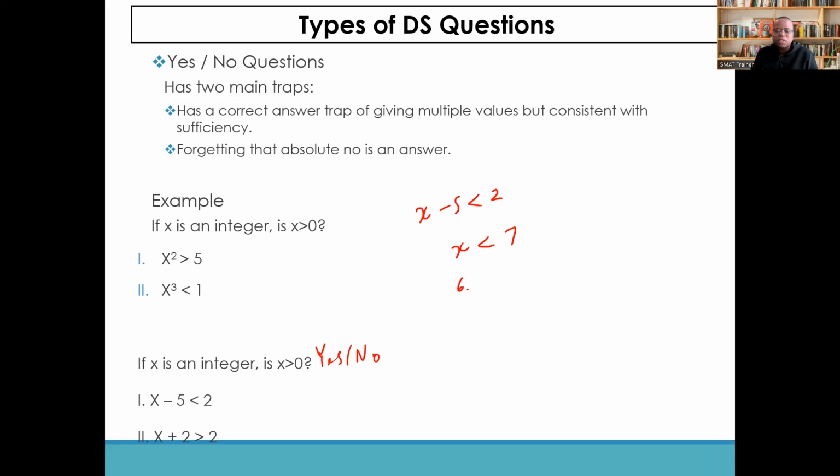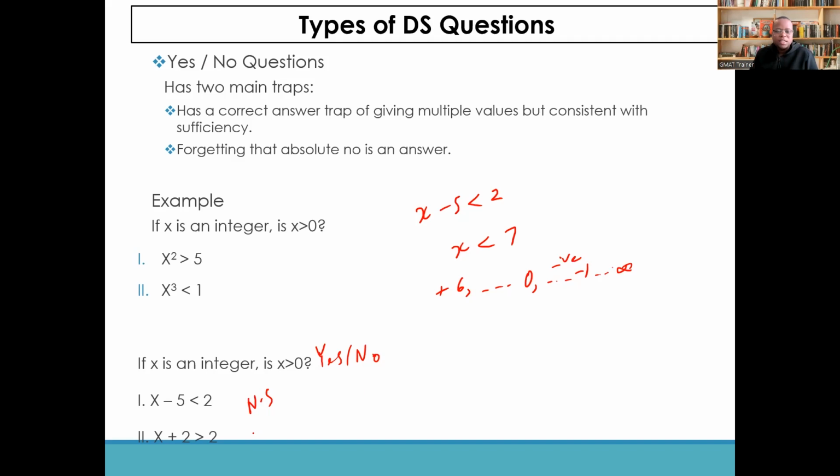You can have 6, since they're integers, 5, 4, 3, 2, 1, 0. And then also you have -1, -2, all the way to negative infinity. So you have both positive and negative values on both sides. So for this one, it gives you both yes and no. Is x greater than 0? In some instances, yes, some instances, no. So this is not sufficient.